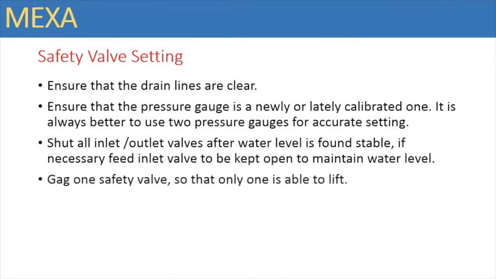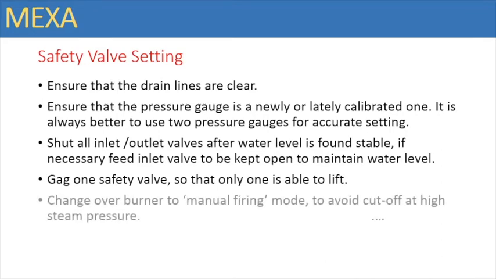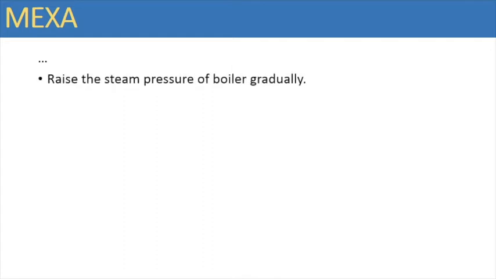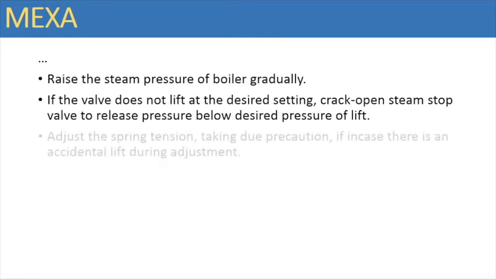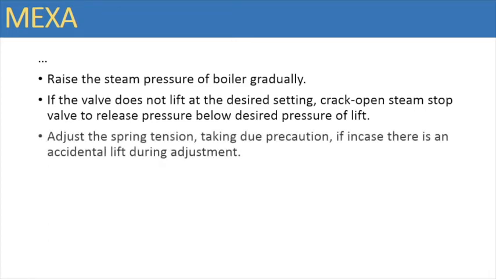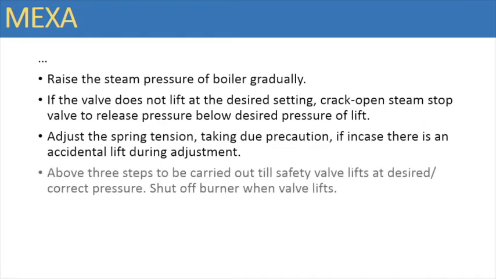Gag one safety valve so that only one is able to lift. Change over burner to manual firing mode to avoid cutoff at high steam pressure. Raise the steam pressure of boiler gradually. If the valve does not lift at the desired setting, crack open steam stop valve to release pressure below desired pressure of lift. Adjust the spring tension, taking due precaution in case there is an accidental lift during adjustment. The above three steps are to be carried out till the safety valve lifts at the desired or correct pressure.